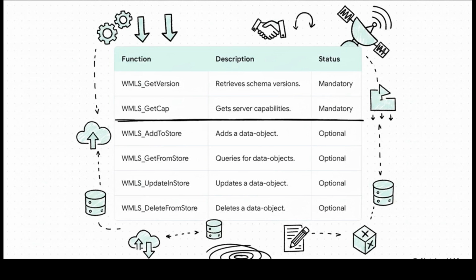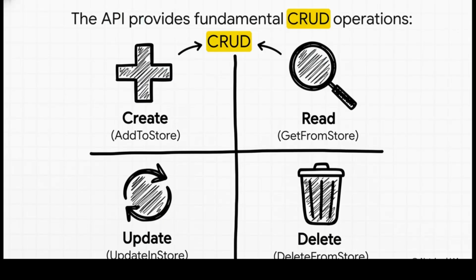The other 4 are your bread and butter data operations, and believe it or not, they're optional. And these 4 optional functions, well, if you've ever worked with a database, you'll recognize them instantly. It's your classic CRUD: create, read, update, and delete. Add to store is your create. Get from store is your read. Update in store is update, and delete from store, well, that's delete.